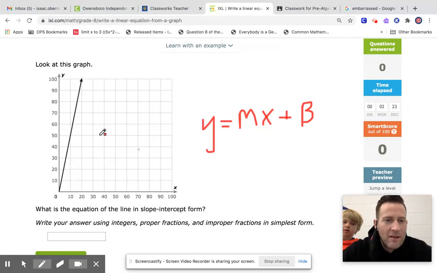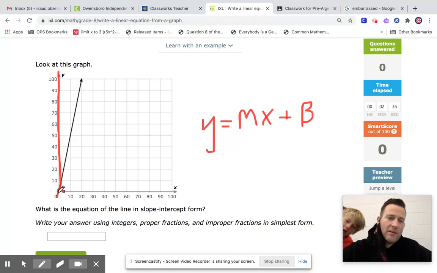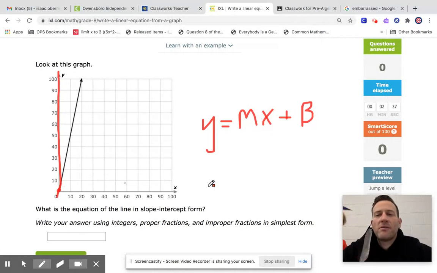Okay? So what we have to do is first look to find the y-intercept. Here's your y line. So where did the black line cross this red one? That's what b equals in y equals mx plus b. So our b here is 0.